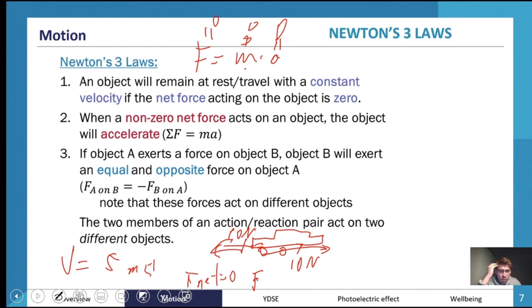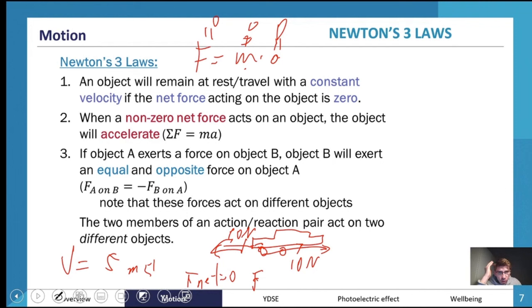Newton's laws are about the net force, not just the force. It's about the net force acting on the object. It's about the combination. It's about what's happening simultaneously with an object that matters. That's what Newton's law is trying to describe. It's describing the motion of an object based on simultaneous forces acting on it.